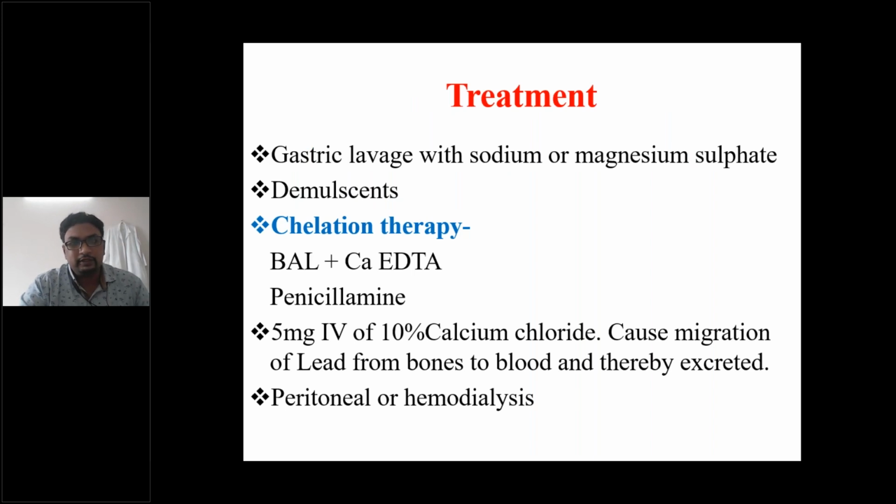What is the treatment we give? Gastric lavage, definitely, if it is by ingestion: gastric lavage with sodium and magnesium sulfate, and then we give demulcents which coat the stomach wall. We can give egg white, we can give mashed potatoes. All these things are demulcents. We can give castor oil, olive oil. All these things are emulsions which soothe the gastric mucosa.